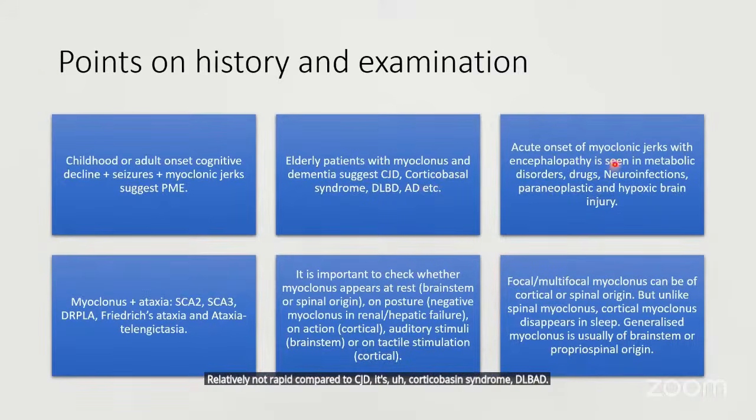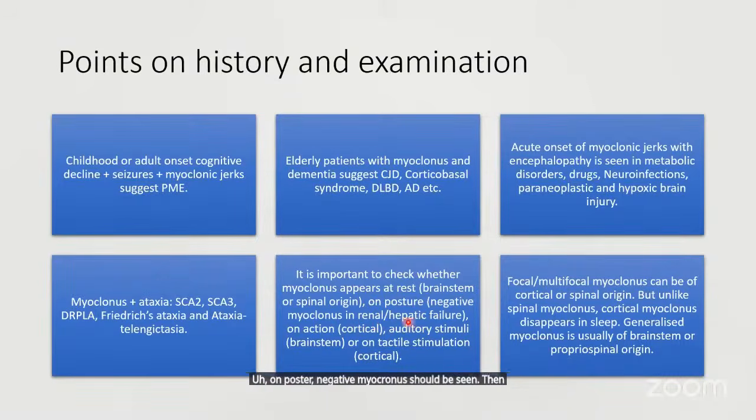Acute onset myoclonic jerks with encephalopathy is seen in metabolic disorders, drugs, neuroinfections, paraneoplastic conditions, and hypoxic brain injury. If they have chronic myoclonus with ataxia, we have to consider SCA 2 and 3, DRPLA, Friedreich's ataxia, and ataxia telangiectasia. It is very important to check whether the myoclonus appears at rest or on posture. On posture, negative myoclonus should be considered.